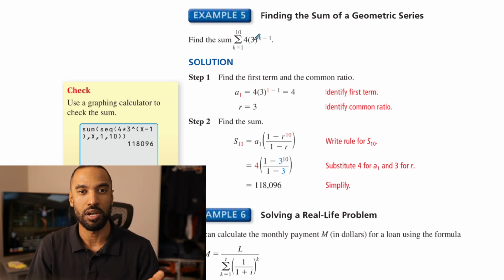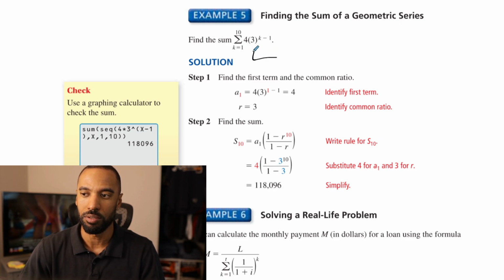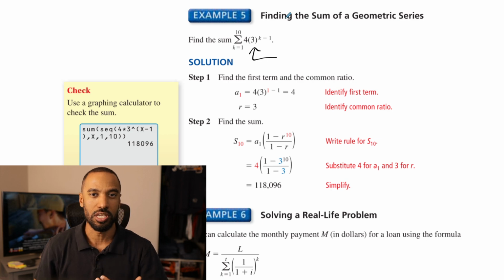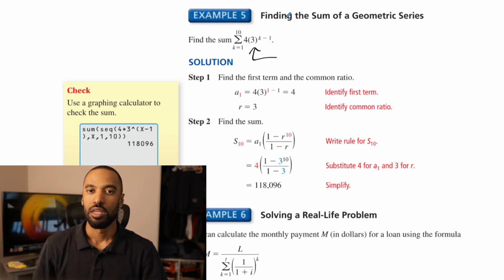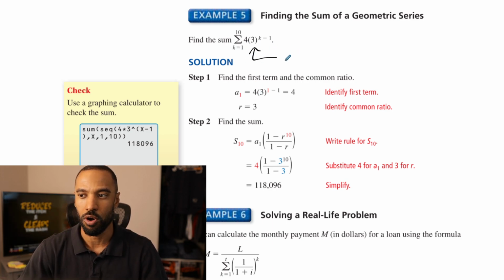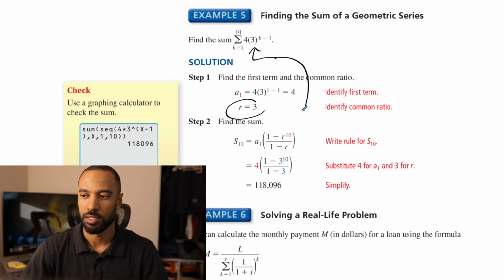What's also important about this is, given this rule, remember, we're not about finding the first term and the last term like the arithmetic series rule. This one is the first term, the common ratio, and the number of terms. So given this formula, our common ratio is 3.